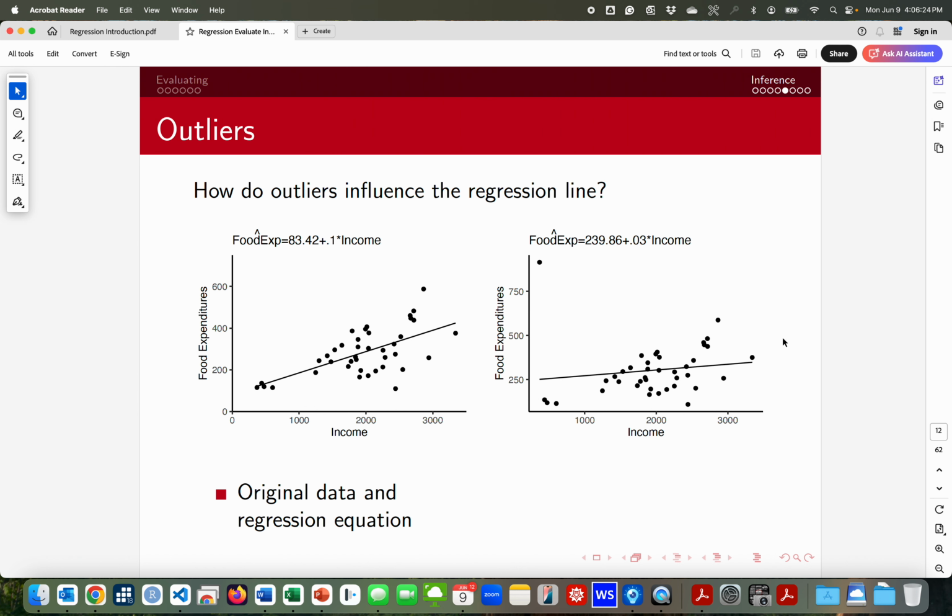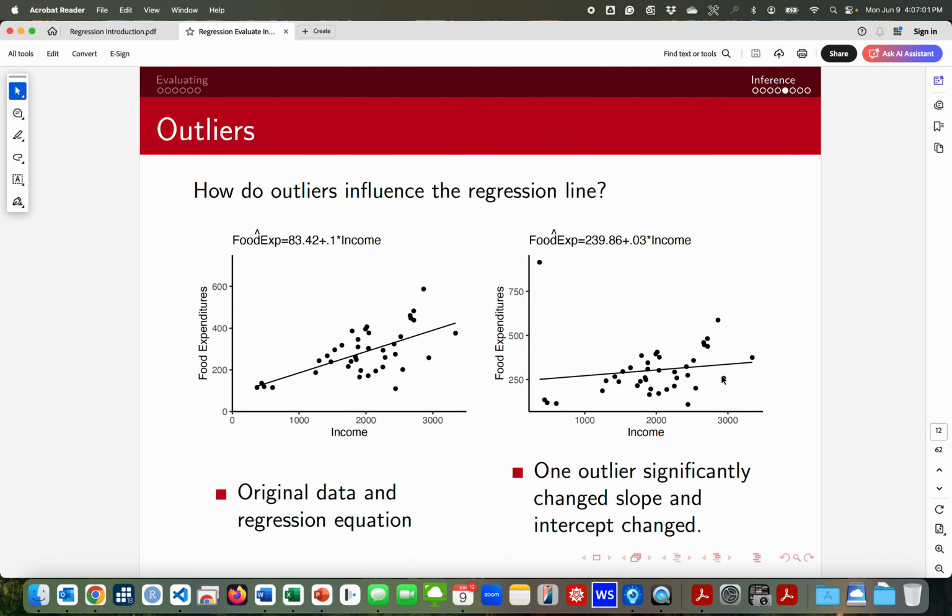Notice what happens if I change one observation. So I take this observation right here, this lowest observation, and I pull it way up here to like 900 or something. I make it really, really big. Notice the line that we estimate is now $239.86 for the intercept and 3 cents for the slope coefficient. So the coefficient's about 1/3 the size as it was before. That one observation really affected the slope and intercept.